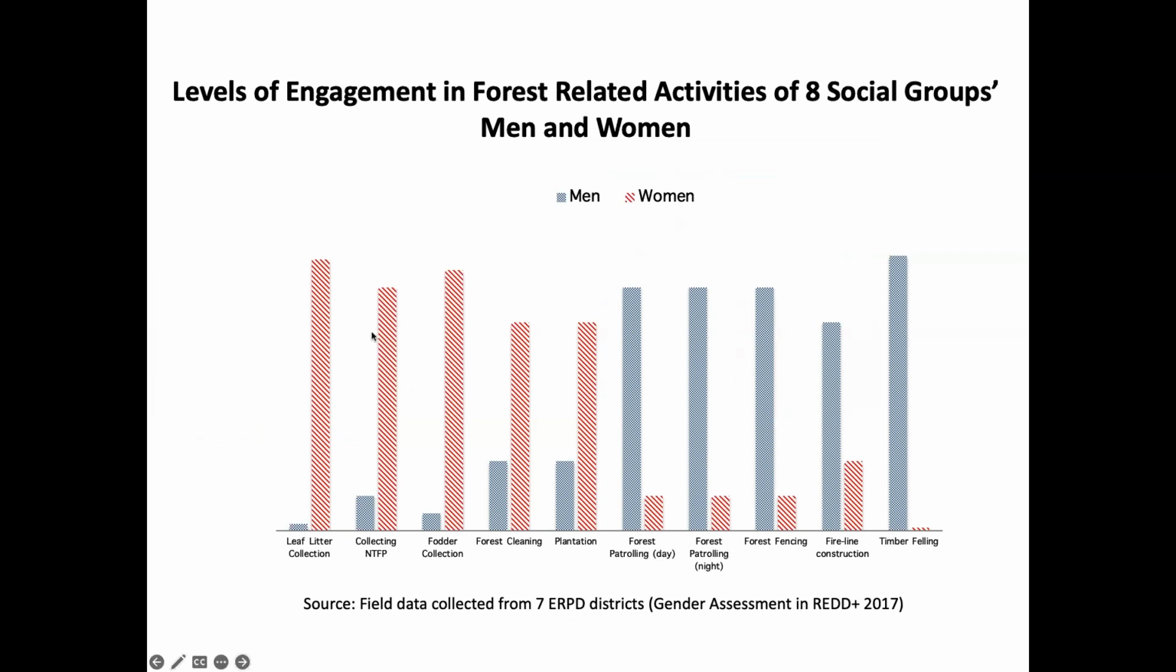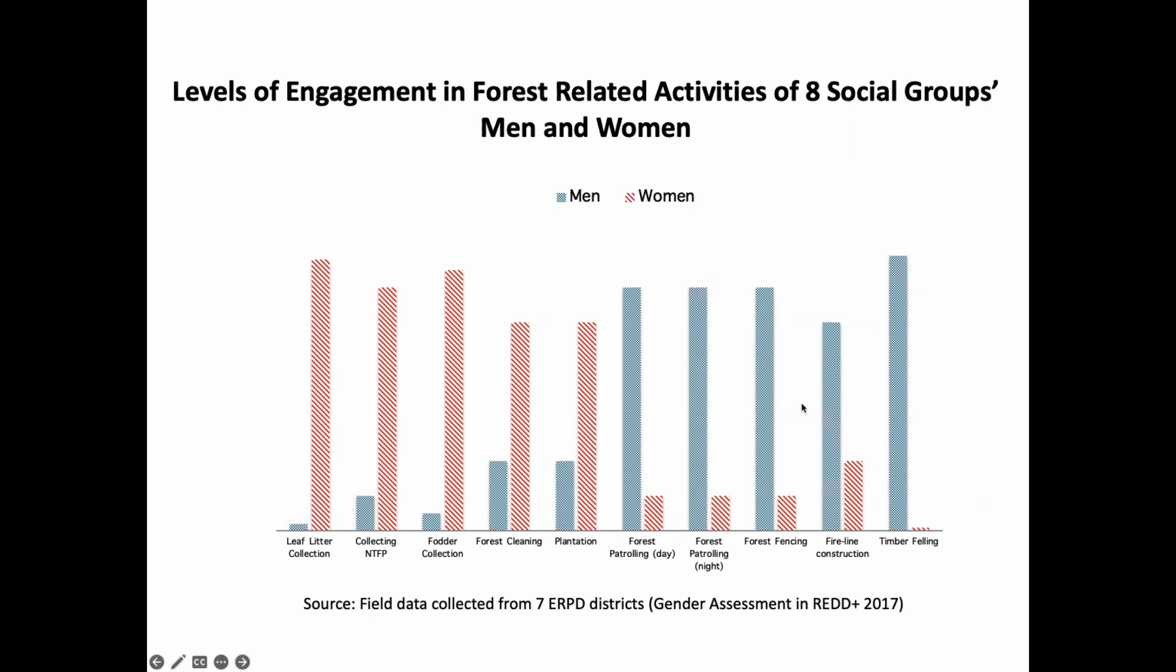If you see, the red ones are women and the blue ones are men. Most of what I'm trying to show here is that most of the activities which require daily engagement and daily management of the forest are done by women. And the ones which do not need daily engagement, but are valuable, like timber, fire line construction, forest patrolling, are mostly done by men.